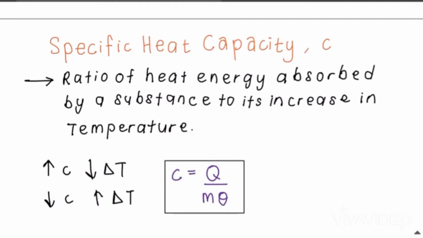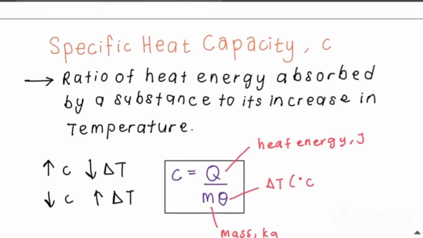So in this subtopic, you will need to use this formula, which is C equals Q over M theta. So Q is the heat energy in joules, while M is the mass in kg, and theta is the temperature change in degrees Celsius or Kelvin.